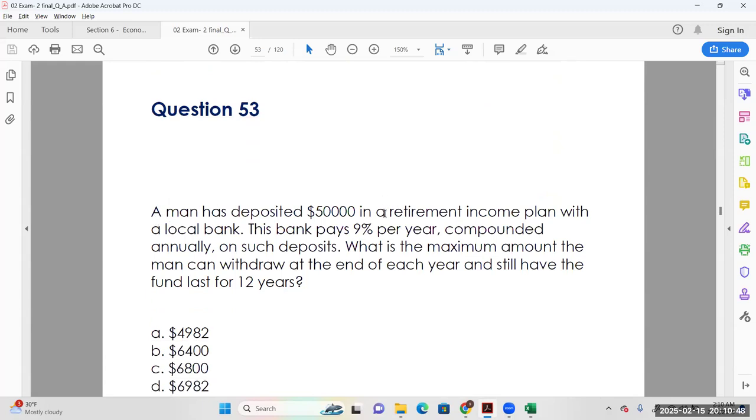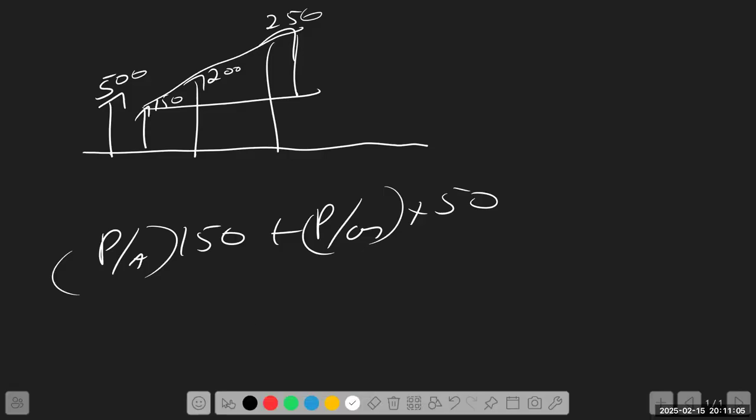A man has deposited 50,000 in the retirement income plan with a local bank. The bank pays 9% per year, compounded annually, on such deposit. What is the maximum amount the man can withdraw at the end of each year so the fund will last for 12 years? So how will we solve this question?